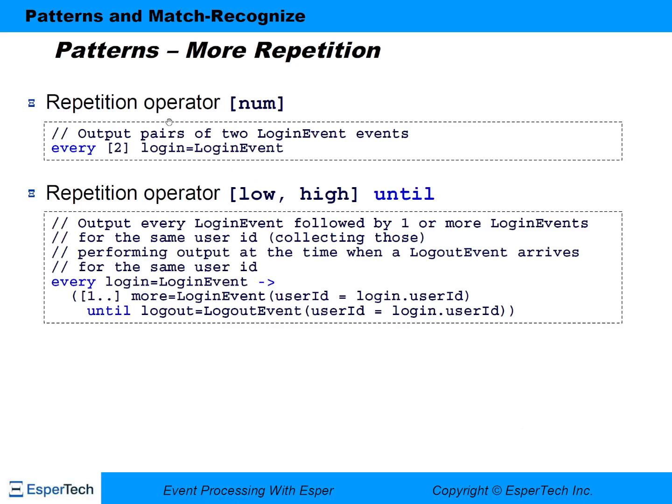The repetition operator brackets num defines a target number of repetitions. This example pattern outputs pairs of 2 login events. The pattern is every brackets 2 login event. The repetition operator brackets low-high sets lower and upper boundaries and can provide an until expression. Output every login event followed by 1 or more login events for the same user, collecting those, performing output at the time when a logout event arrives for the same user. The pattern is every login event followed by parenthesis brackets 1 login event until logout event.